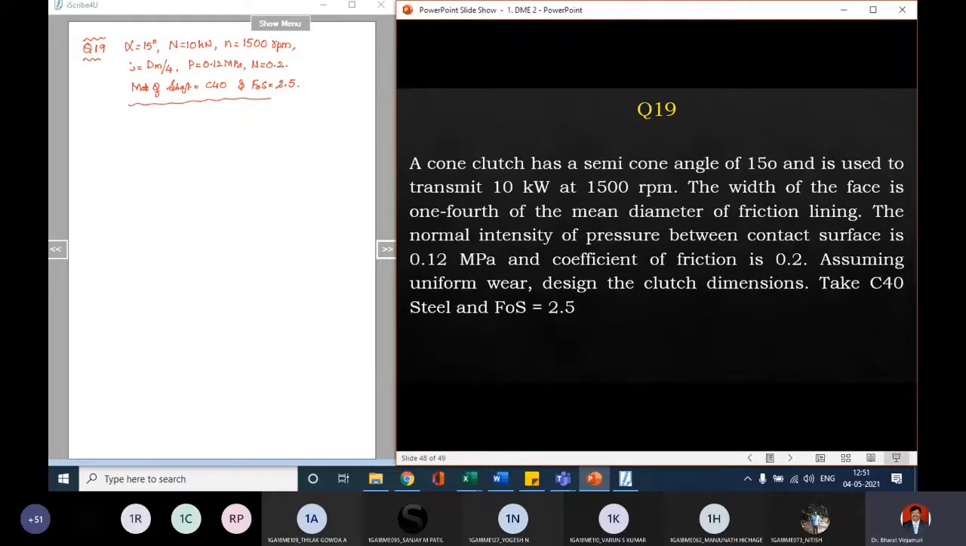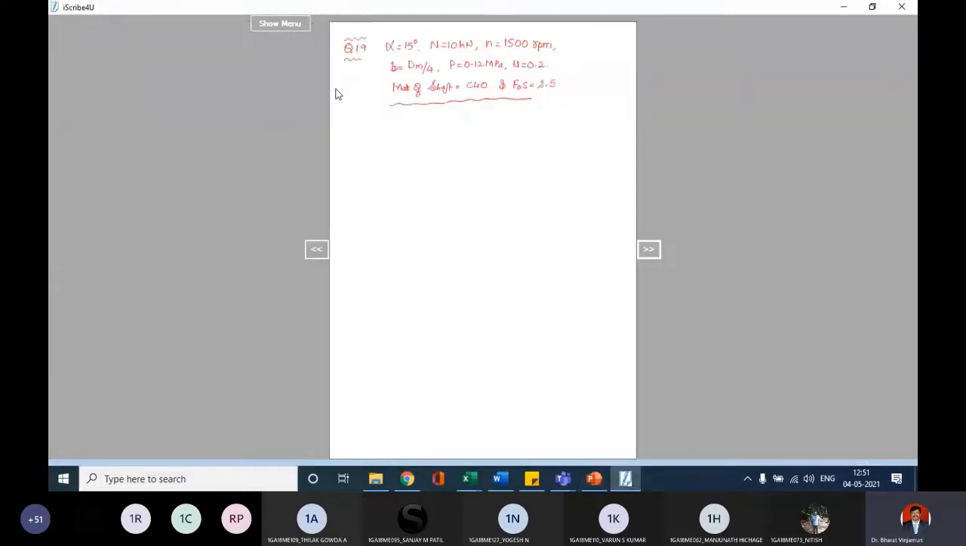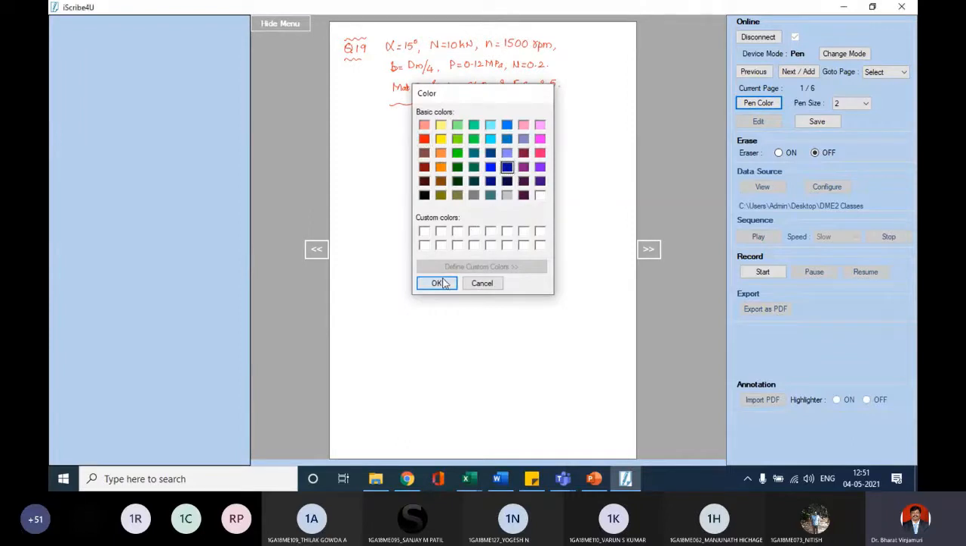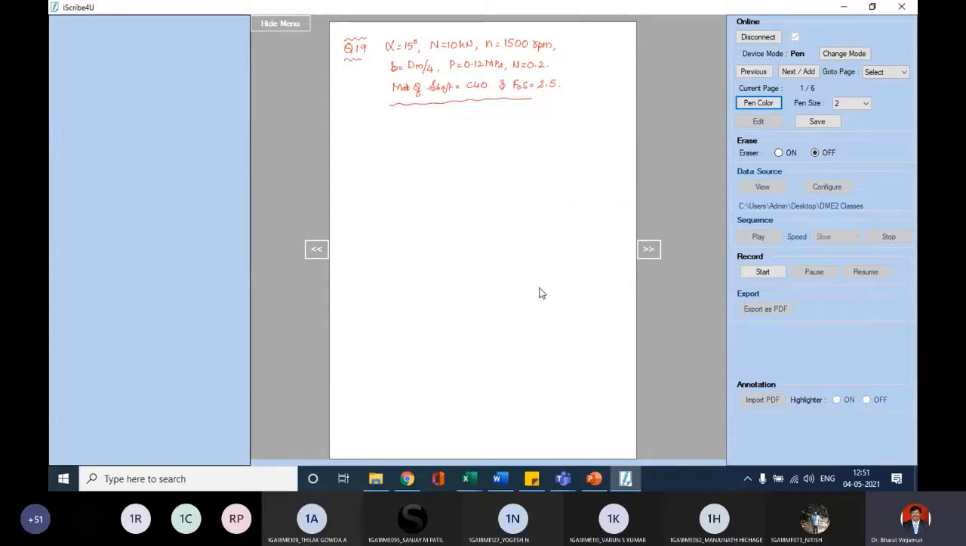So one last time, what I'll be trying to do is write all the equations of this problem. I may not solve this problem. I'll write all the equations so that you can realize how the cone clutch will be solved. So, one final set of equations. Later I'll go for the last question, number 20.